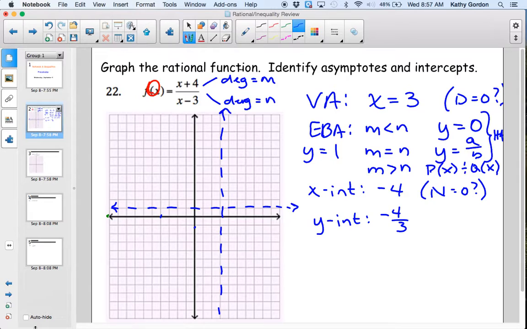Yeah. So we can tell what's going on down here in this section because I've got 2 points that my graph has to go through. So I'm pretty confident about this one. I'm going to go ahead and draw this one in as best I can. There we go.